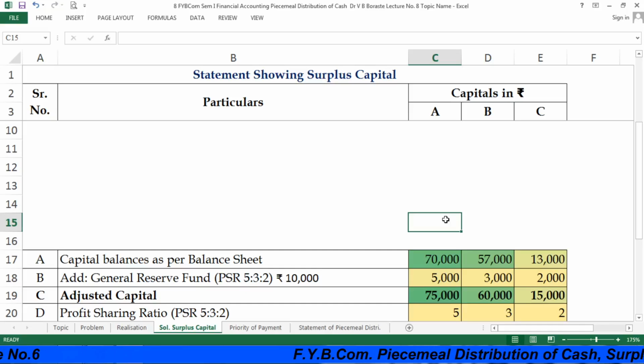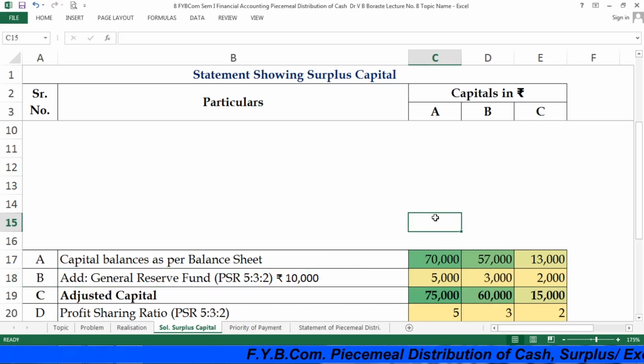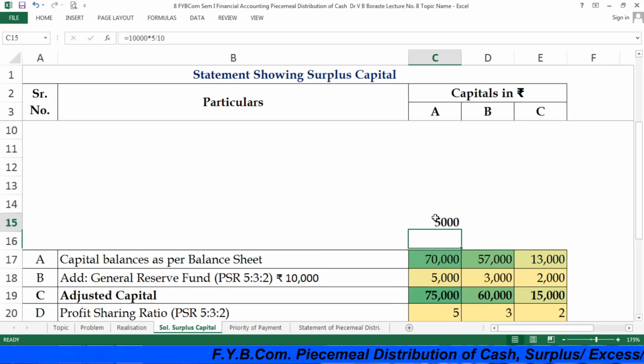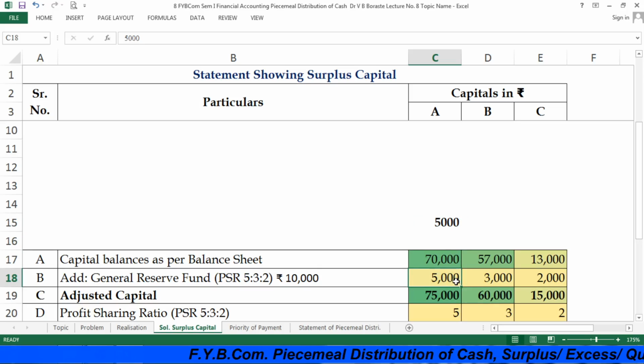You can calculate here the sum which is added in the partners' capital. Here the general reserve fund is 10,000. So just 10,000 into 5 divided by 10, so the balance is 5,000. That means we have to add 5,000 to Mr. A.